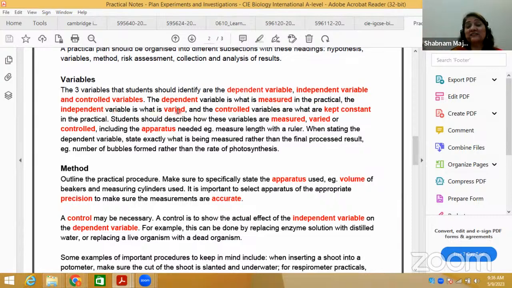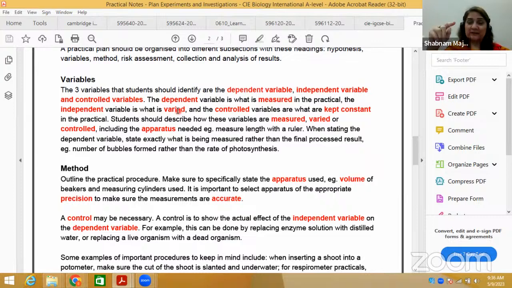The independent variable is what is varied. It can change, and it is purely controlled under the experiment. An independent variable, as I already mentioned, can be a continuous variable or a discontinuous variable. Very few students and very few teachers focus on and tell you that an independent variable can be continuous or discontinuous. Continuous means having a range or interval, for example temperature, pH or molar concentration of solutions.